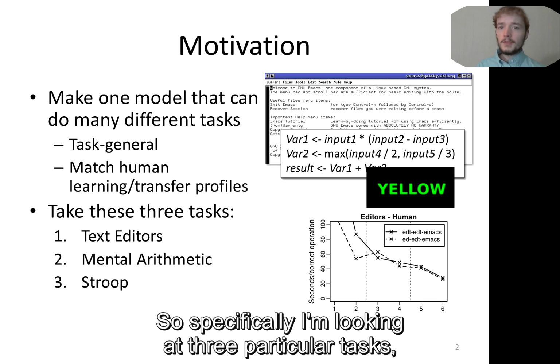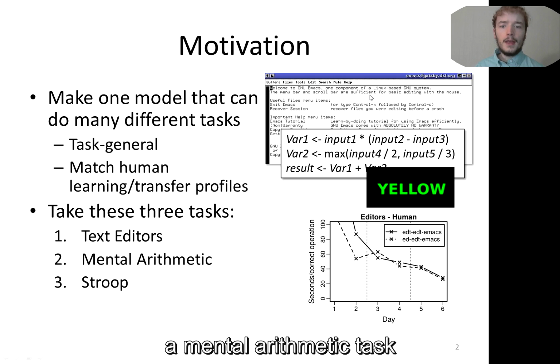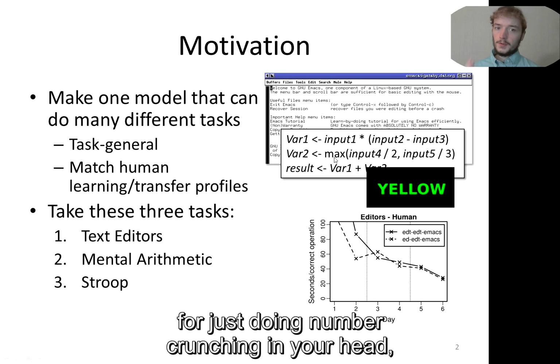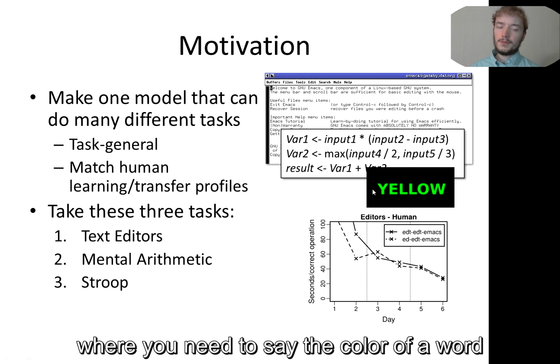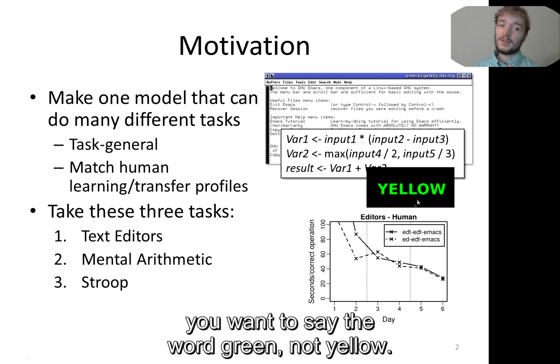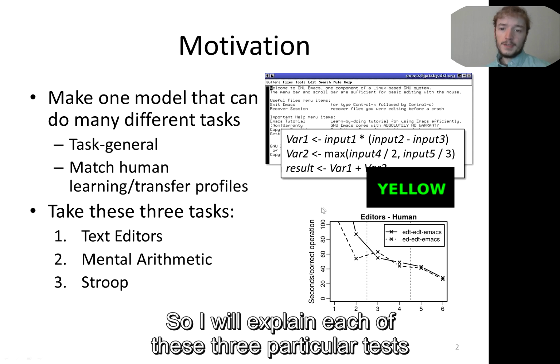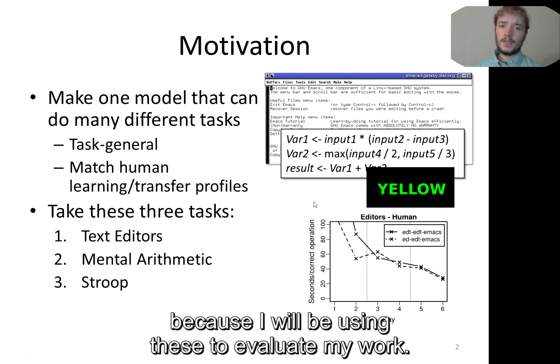Specifically, I'm looking at three particular tasks: the text editor's task, for using a word processor or the like, the mental arithmetic task for just doing number crunching in your head, and the Stroop task where you need to say the color of a word rather than the text of the word. So in this case you want to say the word green, not yellow. I want to make a single model that can do all three of these, so I will explain each of these three particular tasks in more detail because I will be using these to evaluate my work.